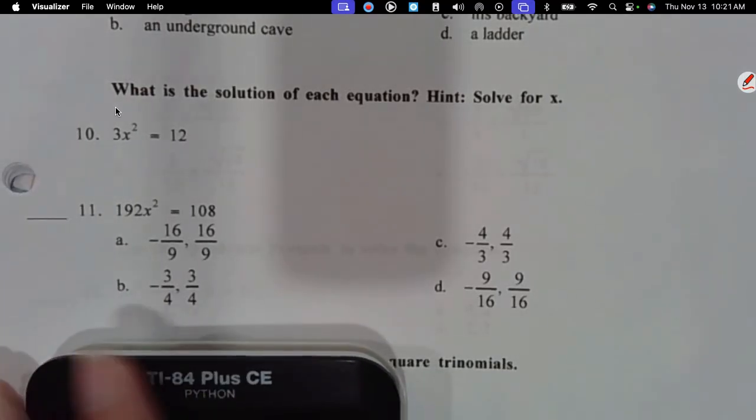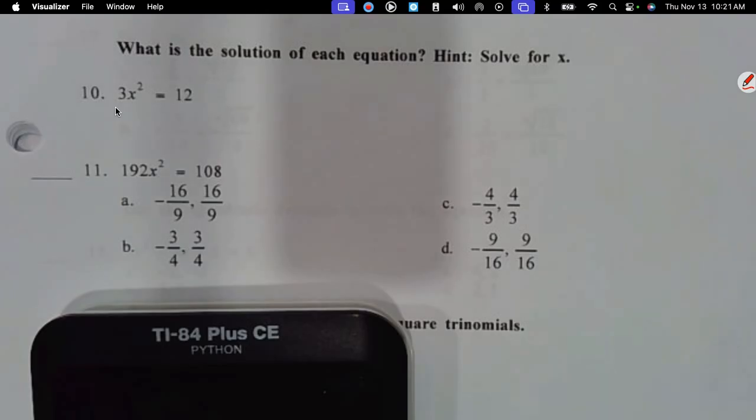Number 11. Again, you're just solving for x. So what do you do to solve for x? It's being multiplied, so you're going to divide. Look, they have a bunch of fractions, so it's going to make you think, oh, we're going to divide. Let's take 108 and put it over 192. Cannon, you don't have a calculator, do you? Somebody put in their calculator 108 divided by 192, math, enter, enter.